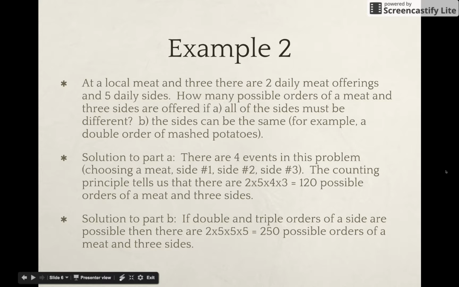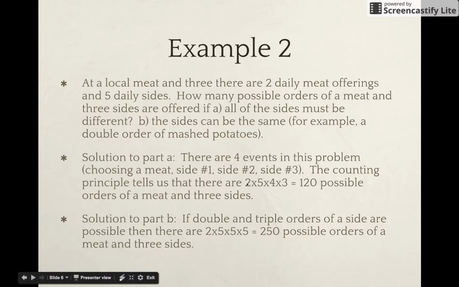Well, part A, where we were forced to choose 3 different sides, we still have 4 events. We have the event of choosing a meat, the event of choosing our first side, the event of choosing the second side, and the third side. So the counting principle would tell us just to multiply the number of ways those can occur together, and that would give us our total possible number of outcomes.